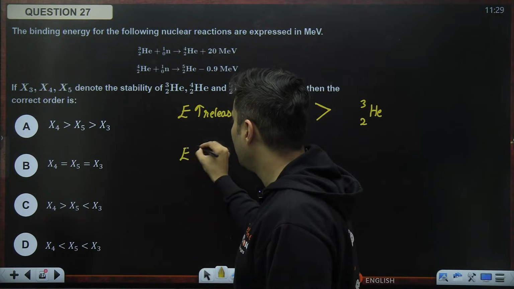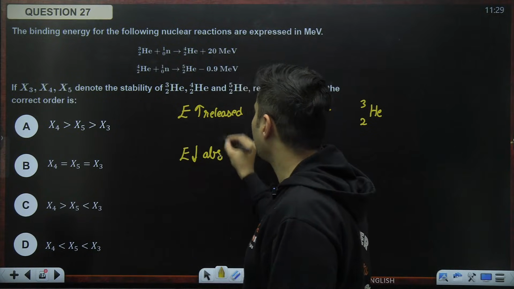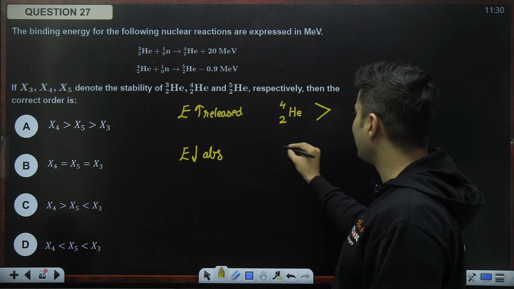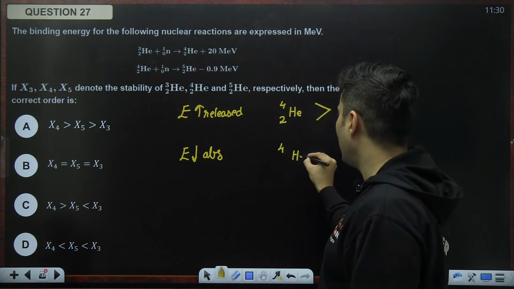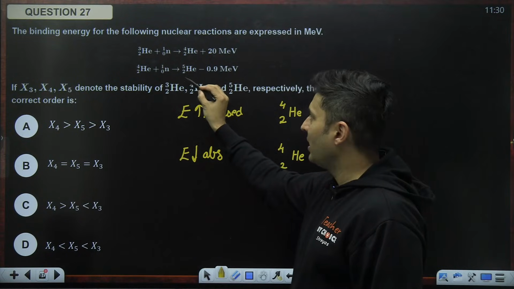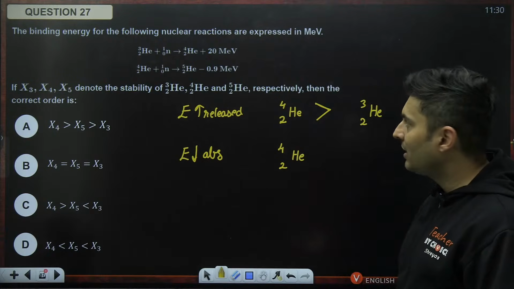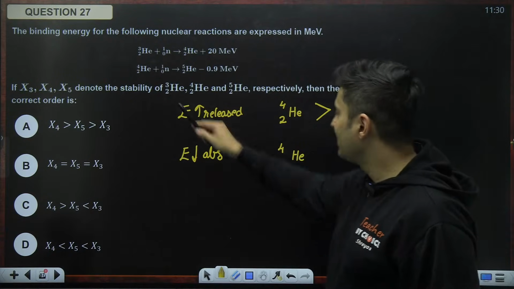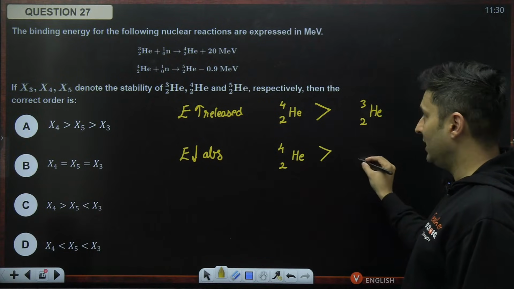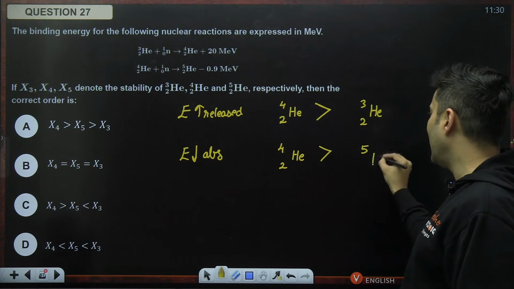Because energy is absorbed, because negative is there. Therefore, as compared to 4He2, energy is absorbed. That means this is becoming unstable. Is that right? Yeah, this is becoming unstable. So 4He2 is going to be more stable than 5He2.